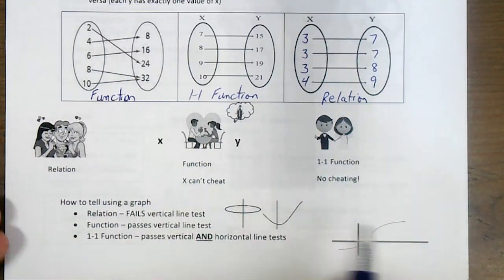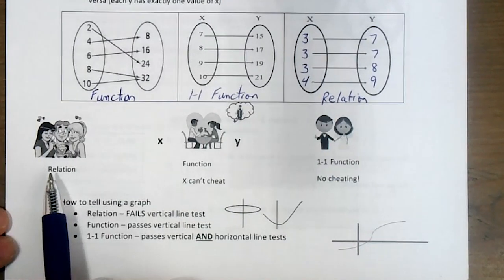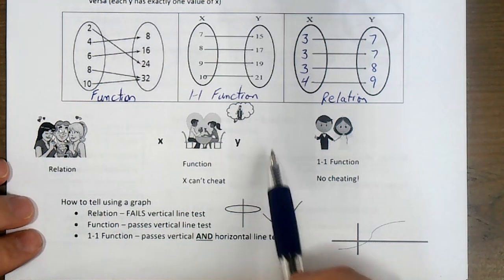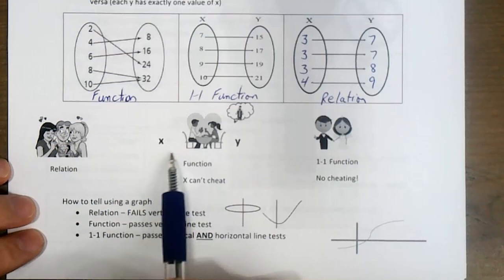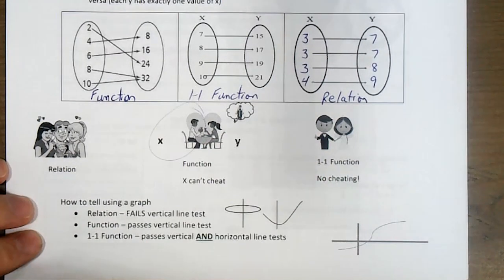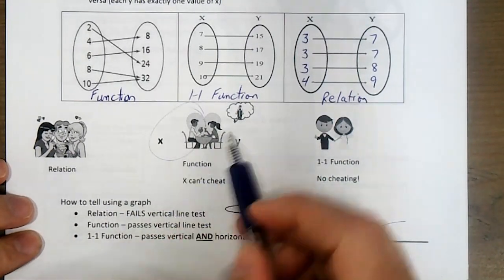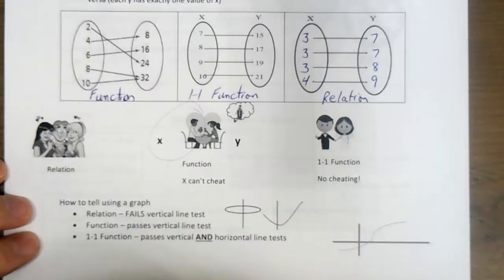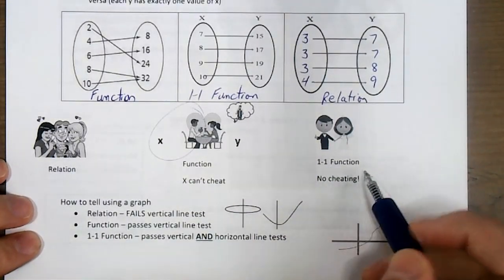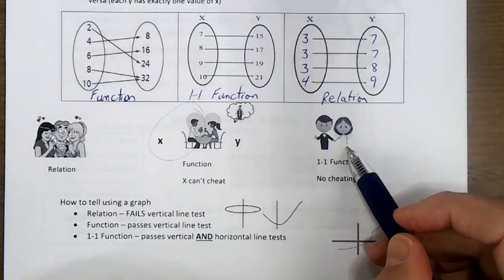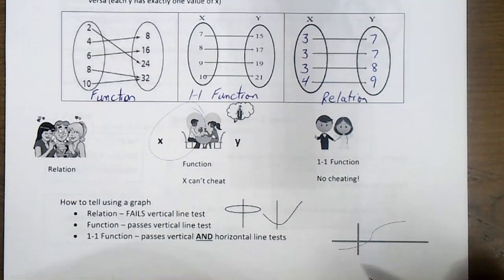Okay, so a quick recap. A relation, we can have cheating. It's okay. They can have as many relationships as they want. A function is special. We focus on the x side of things. As long as the first coordinate is not cheating, it's okay. It doesn't matter what the y is doing. And the third one, one-to-one function, is the really special one. There's no cheating on either side. Nobody has connections to 2 different elements.